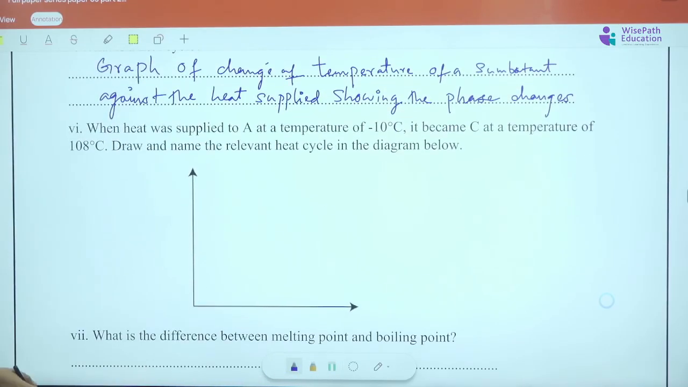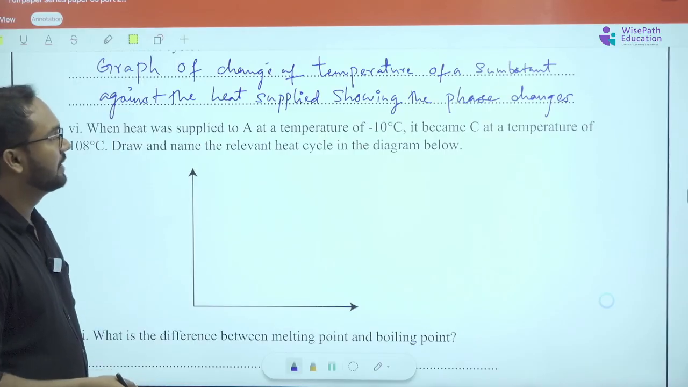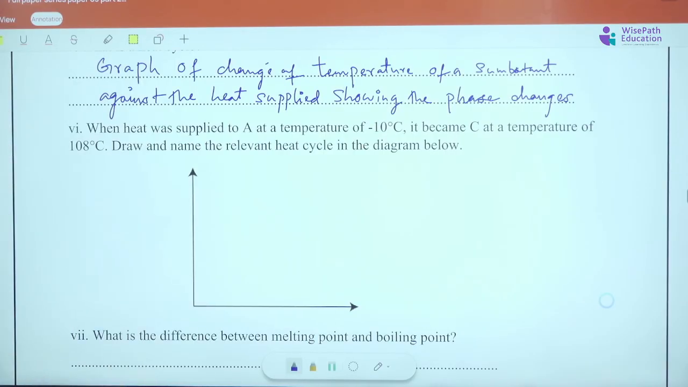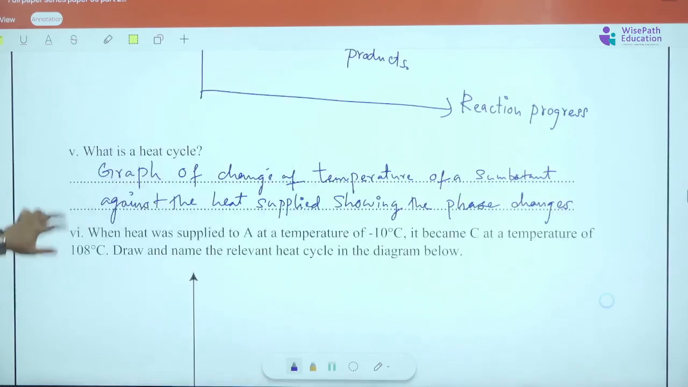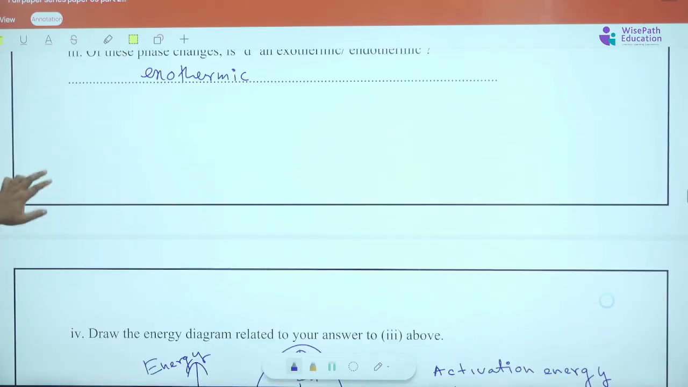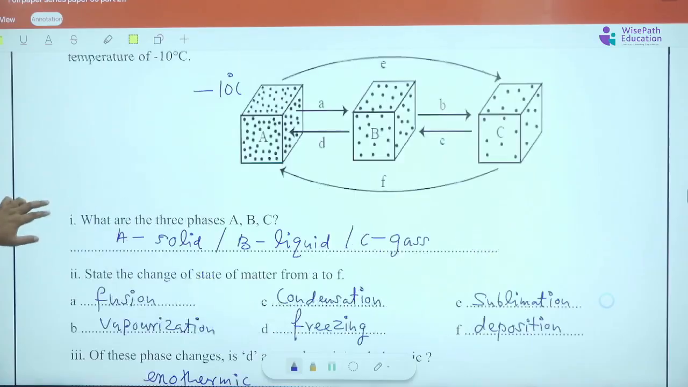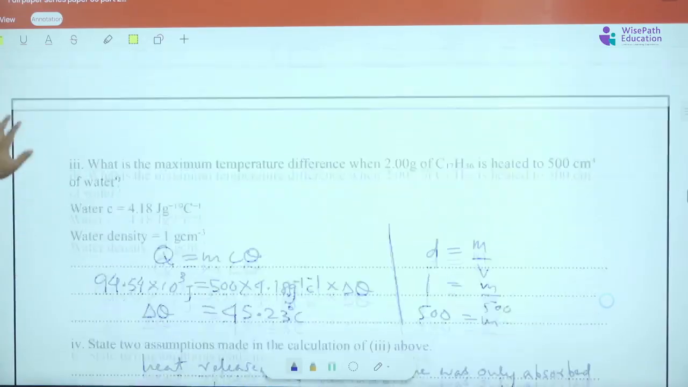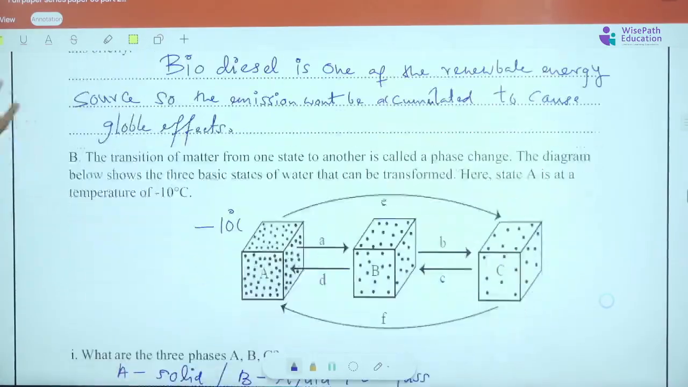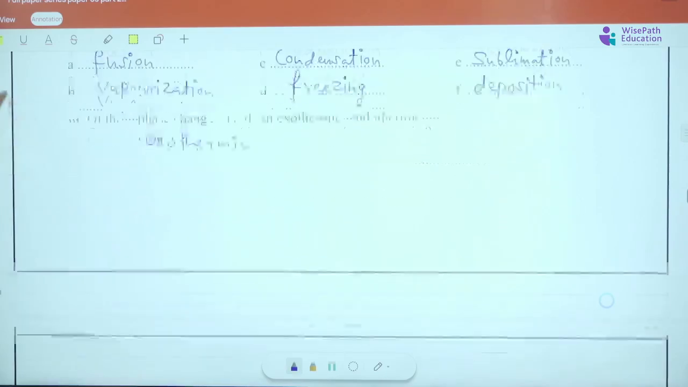Question 6. When heat was supplied to A at a temperature of minus 10 degrees, it becomes C at a temperature of 108. C is what? Gas, right? C is gas or the vapor.